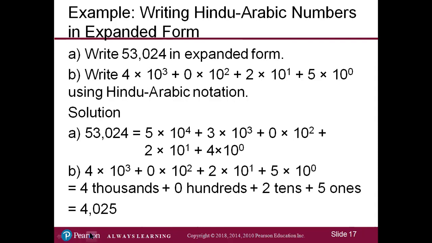And B, which was given to us in expanded form, we then write the value, right? So 10 to the power 3 is 1,000, 10 squared is 100, 10 to the power 1 is a 10, and 10 to the power 0 is a 1, right? It's a unit. So we have 4 1,000s, 4,000s plus 0 hundreds plus 2 10s plus 5 1s, or 4,025.